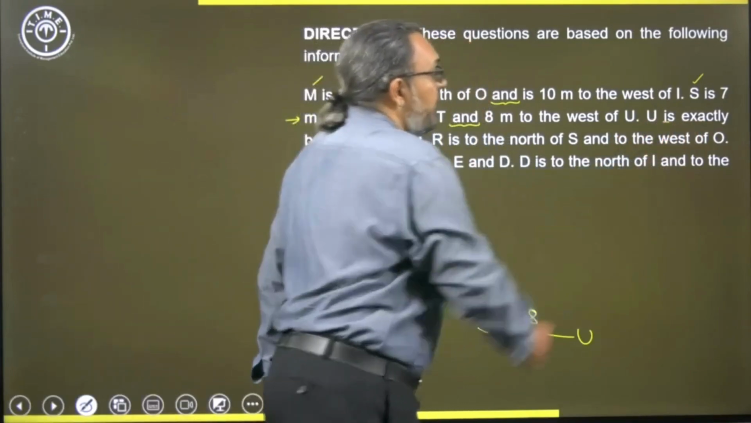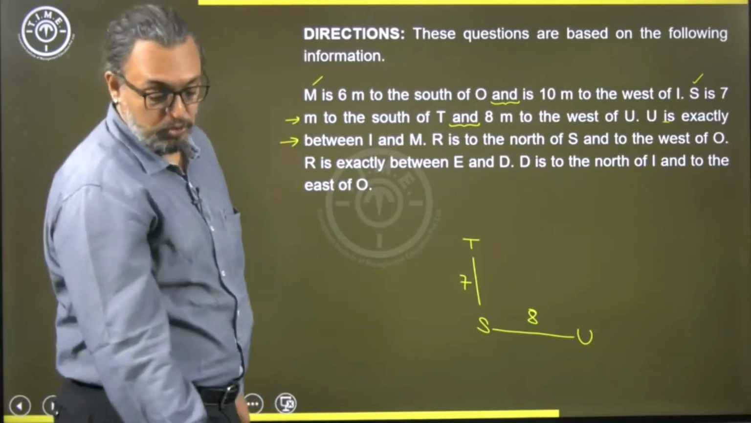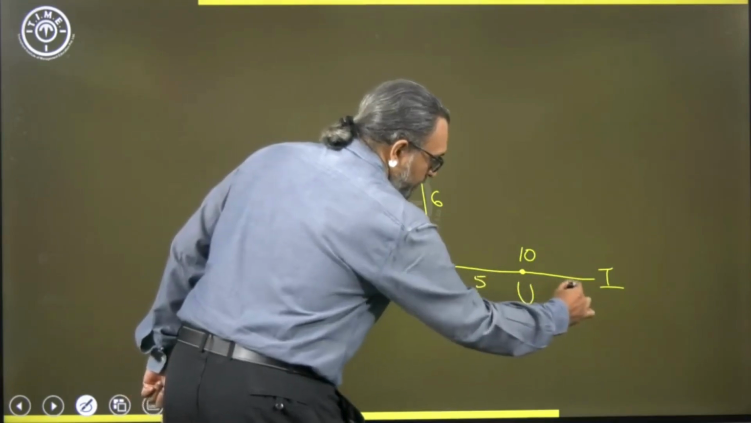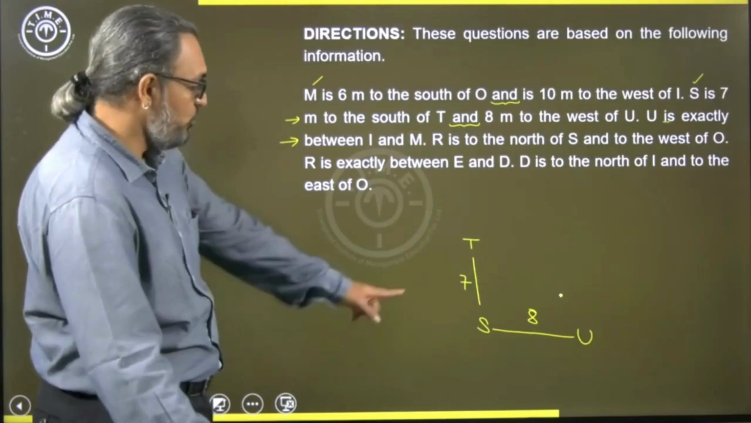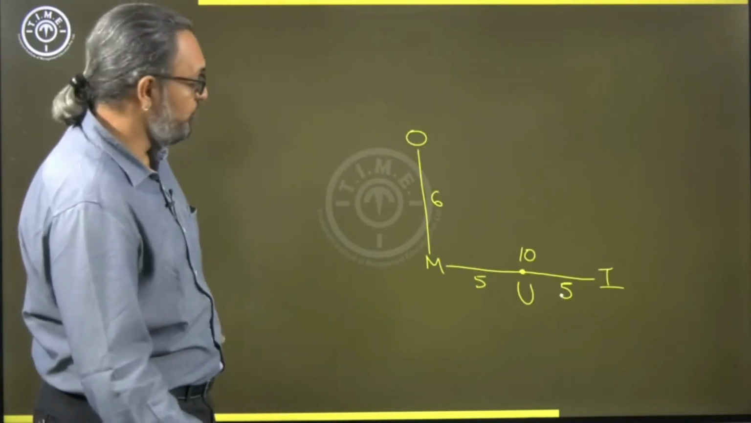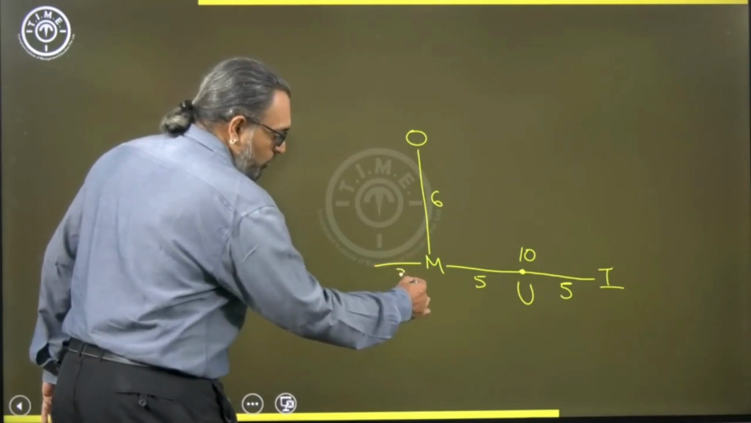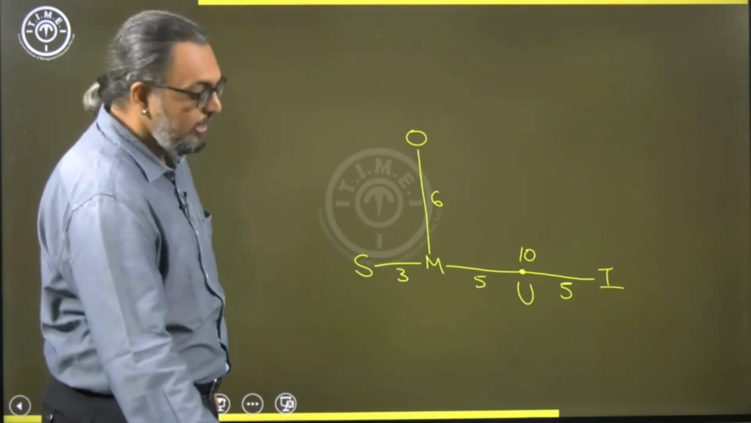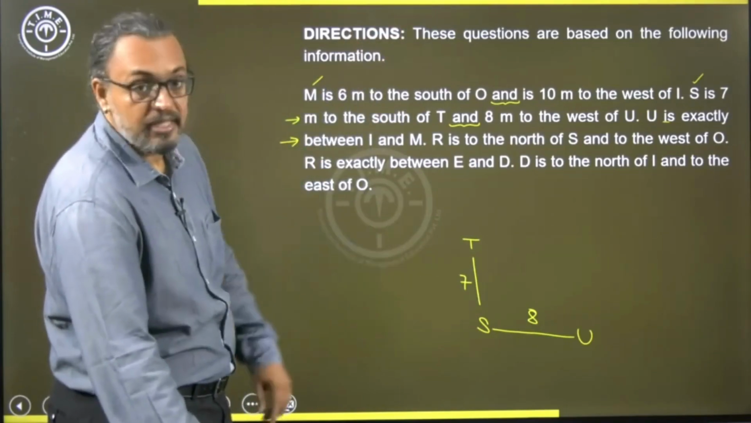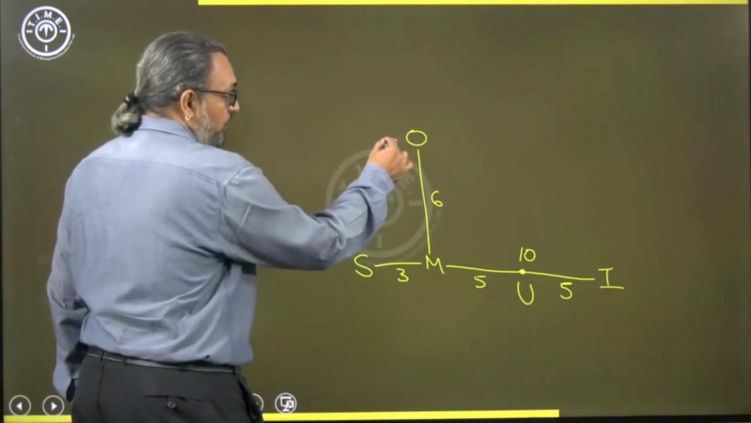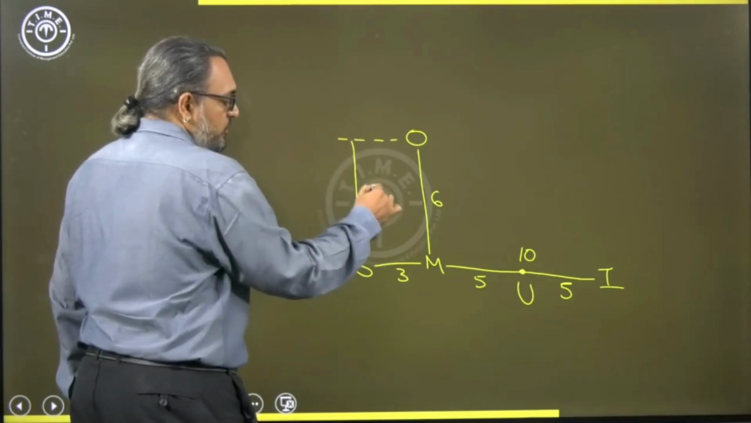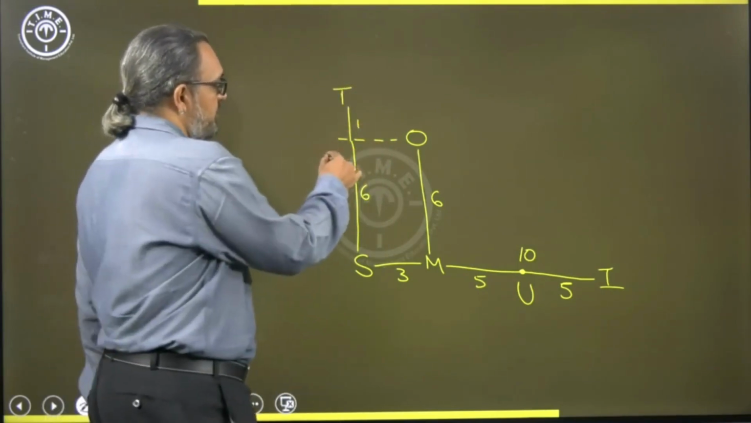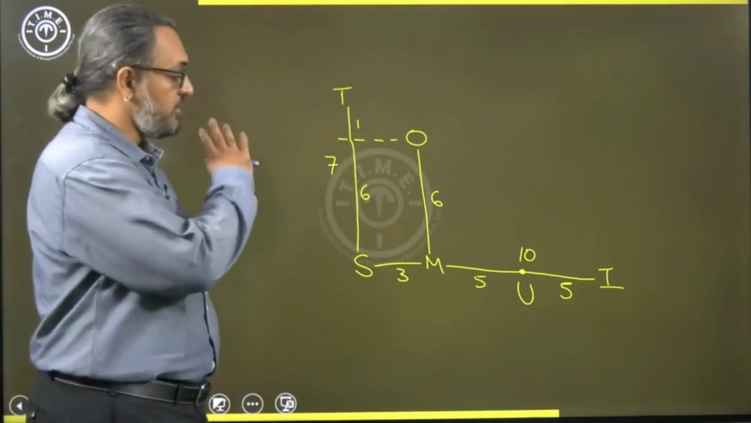Then we have U is exactly between I and M. So this is where I am going to take U. You have a 5 and a 5, exactly between I and M. Now once I have U, I can fix S 8 meters west of U. So we already have 5. I am just going to take 3 more. So that is where you will get S. S is west of U and the total distance is 8 meters, and then we have T is north of S and the distance is 7 meters. Now see 7. Up until O we only have 6. So you will have to consider one more. So you have T here, 7 meters north of S. That way we can fix S, T and U. Okay.